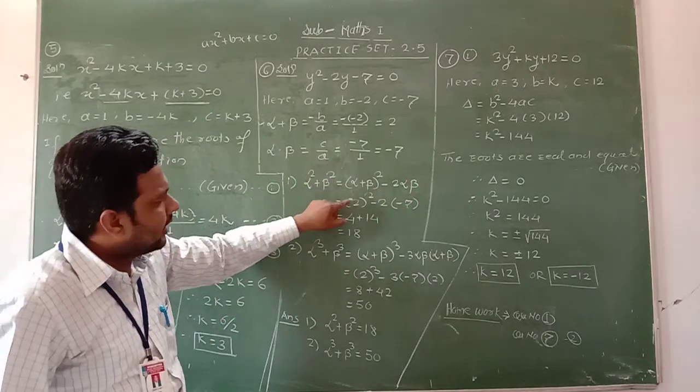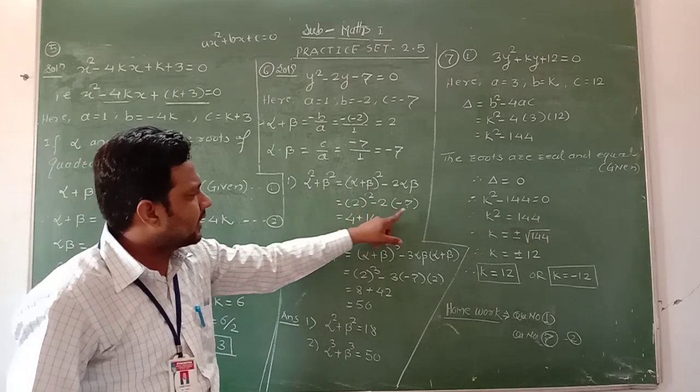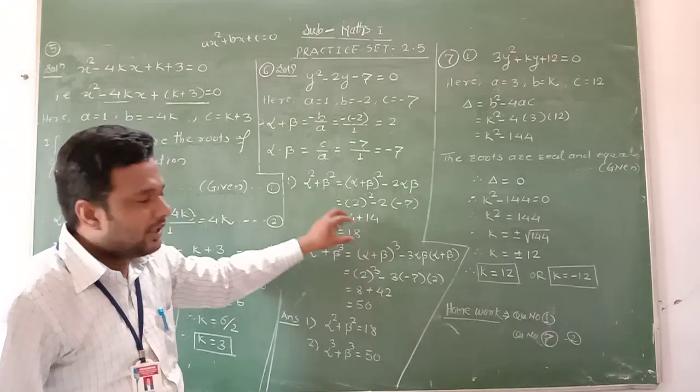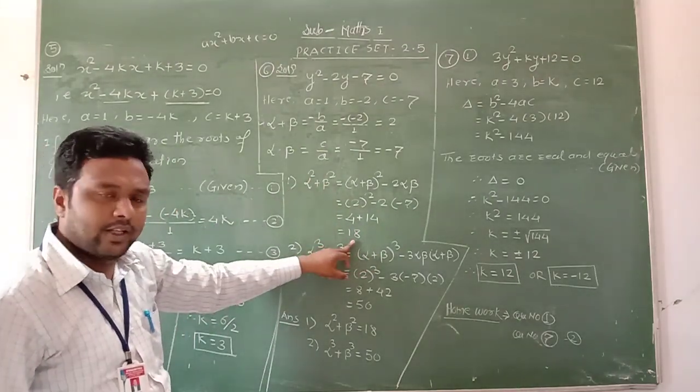Now solve this. 2 square is equal to 4. Negative negative become positive, 7 twos are 14. 4 plus 14 is equal to 18. Here we get the value of alpha square plus beta square is equal to 18.